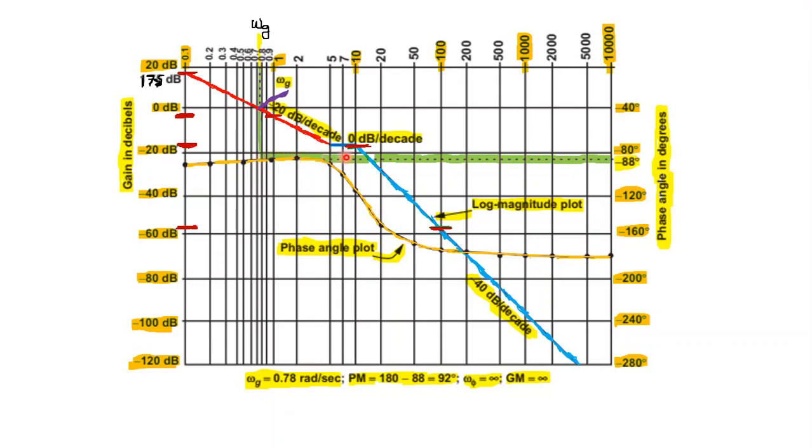So we can find that corresponding to the gain crossover frequency, which is highlighted with this green color, the angle is minus 88 degree. That means less negative than minus 180. Therefore, how to find the phase margin? Subtract that 88 from 180. So 92 degree is the phase margin.